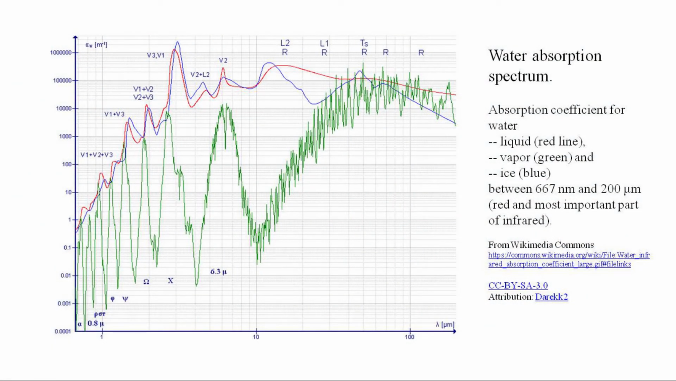In this water absorption spectrum, the absorption coefficient for water is shown for the wavelength domain between 667 nanometers and 200 micrometers, that is, from visible red and the most important part of infrared light. The red line refers to the liquid phase, the green line to the vapor, and the blue line to the ice phase of water.